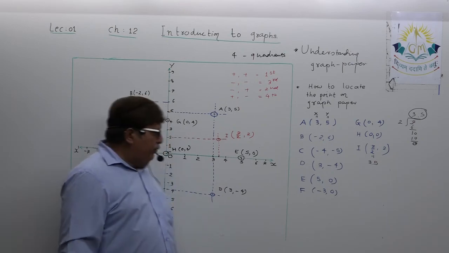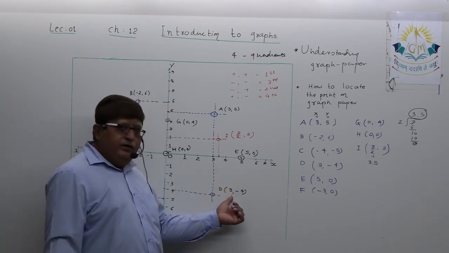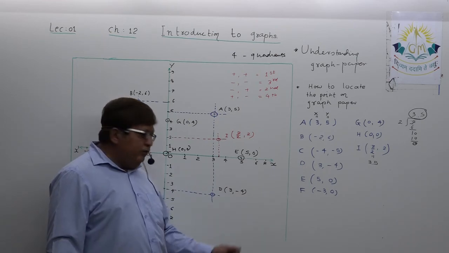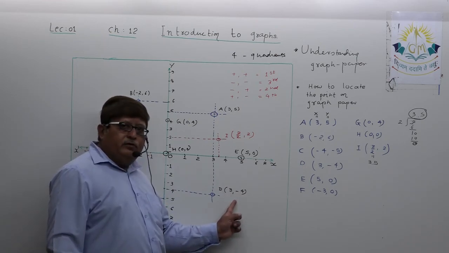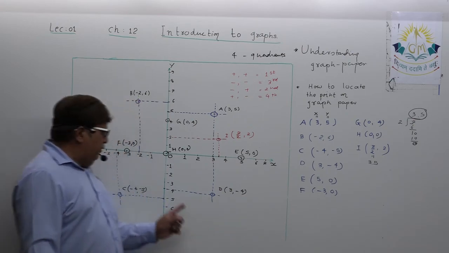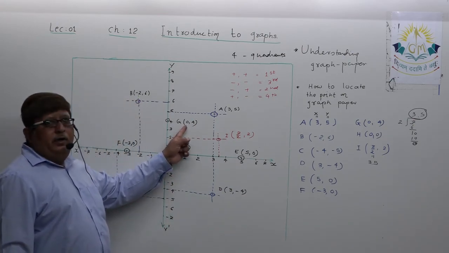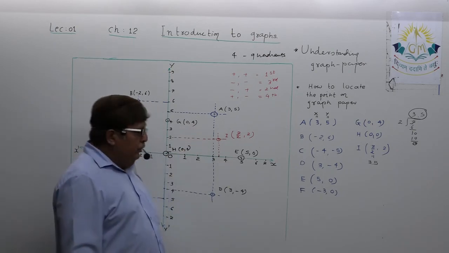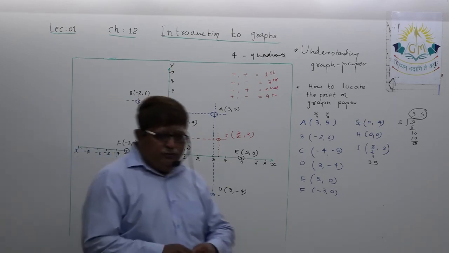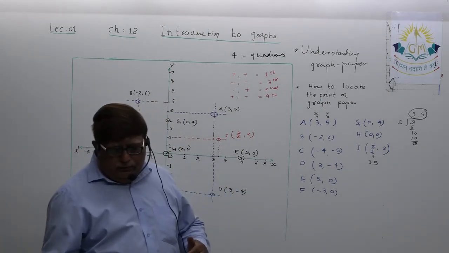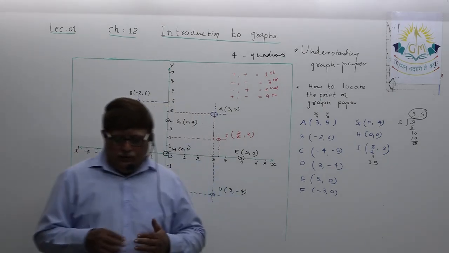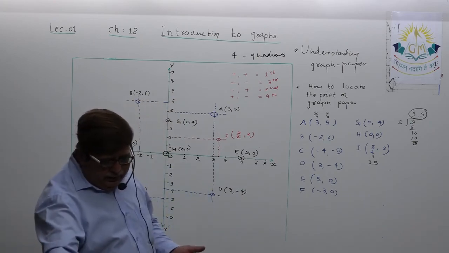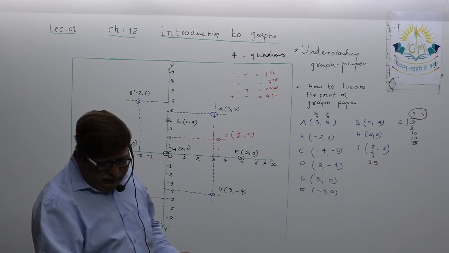Understand? So if I ask you, for this point, what is the abscissa and what is the ordinate? The abscissa is 3 and the ordinate is minus 4. For this point, abscissa 0, ordinate 4. Understood? So this is, dear student, what was actually our target: to simply understand the graph paper.